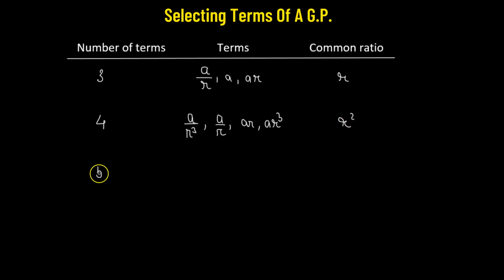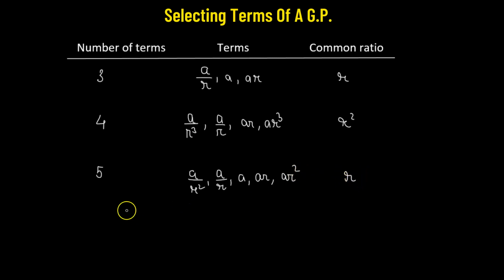And sometimes we might need to select five terms in the geometric progression. So the five terms will be a over r squared. This will be the first term, followed by the second term, a over r. Then the third term is going to be a. The fourth term is going to be ar, and the fifth term is going to be ar squared. So in this case, the common ratio is going to be equal to r.